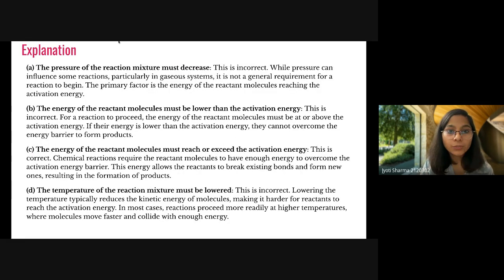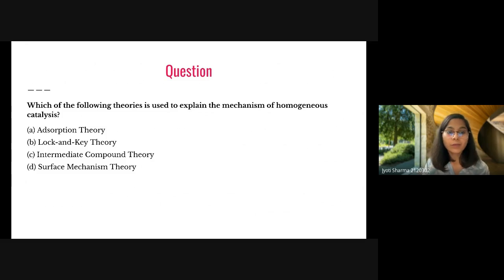I'm not going into detail, because we already have discussed much about the activation energy, so let's go to the next question. Okay, which of the following theories is used to explain the mechanism of homogeneous catalysis? Homogeneous means your catalyst and your reactant are in the same phase. So the options are adsorption theory, lock and key theory, intermediate compound theory, and surface mechanism theory. What do you think? What should be the right answer for this?